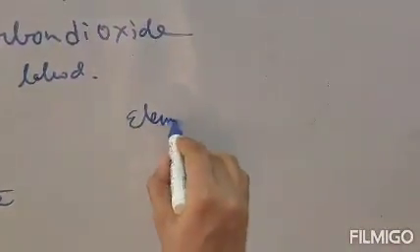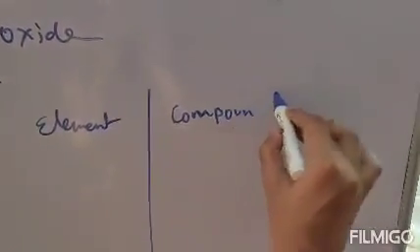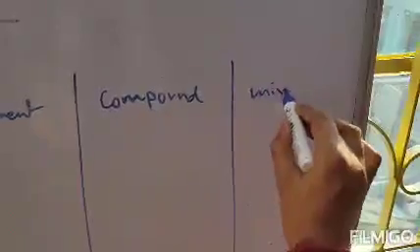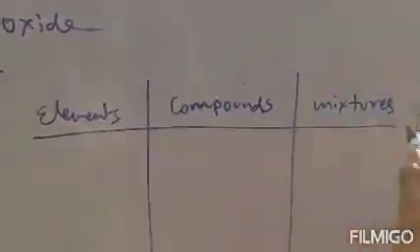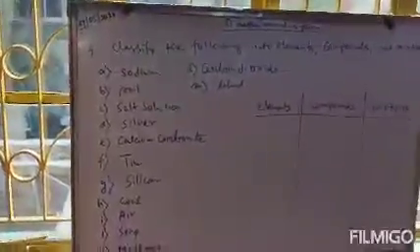Clear? So first let us make a table with columns: element, compound and mixtures. Now what are elements? Elements are those substances that cannot be broken into more simpler substances, because these are already simple. Elements are already simple substances.